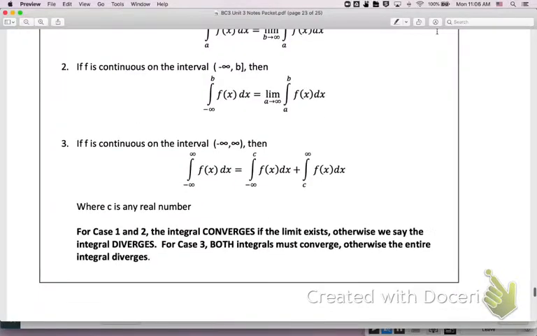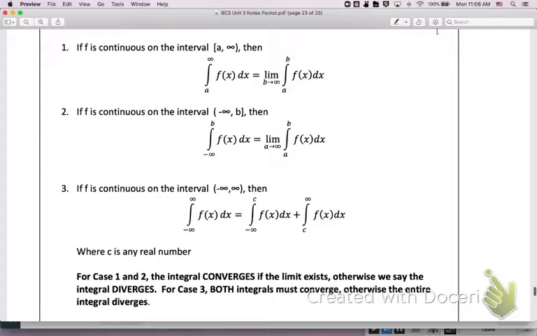So here's the idea. For both case 1 and case 2, if the integral converges, that means the limit is going to exist. If that limit exists and you get a value, then we can say the integral converges to whatever that value is. Otherwise, we say the integral diverges. If we think of this in terms of area, if the integral converges, that means we can count the area under the curve. Even though it might be an infinite bound, we still could end up with a finite amount of area, which is kind of interesting. Otherwise, if it diverges, that means there's infinite area under the curve.